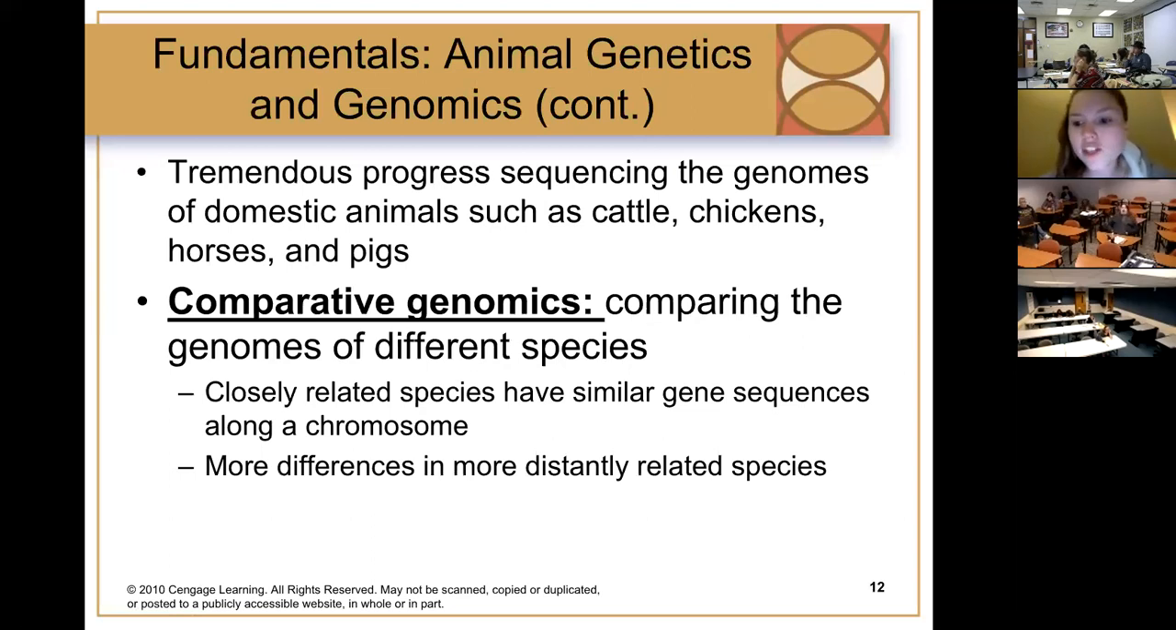And so just things that have to do with comparative genomics. Closely related species would obviously have more similar gene sequences along a chromosome. And then the more differences that you see tells you that the species are more distantly related. So that makes sense if you think about it. So if you have any siblings, your gene sequences would probably be more similar than they would be to your cousin. So that's how you can think about comparative genomics, again, different species.